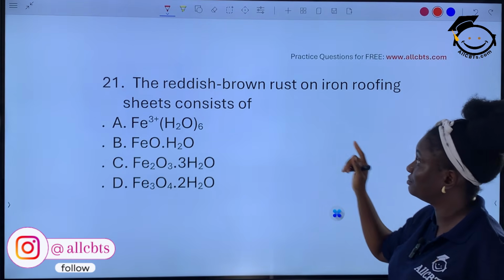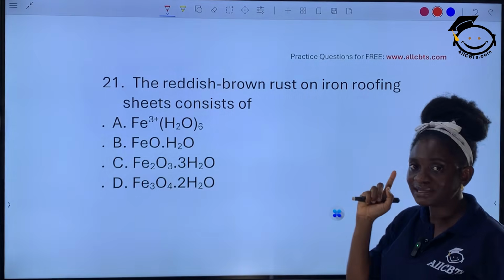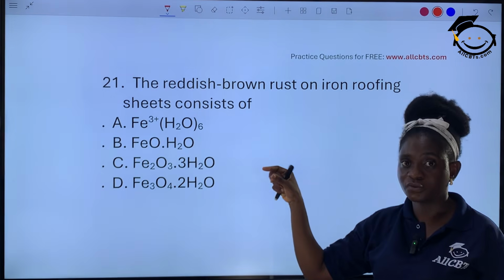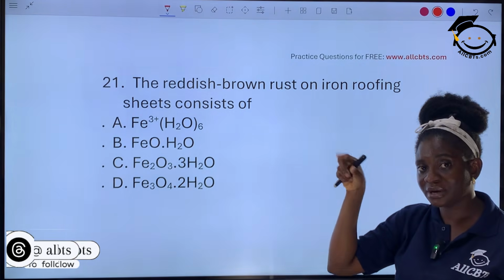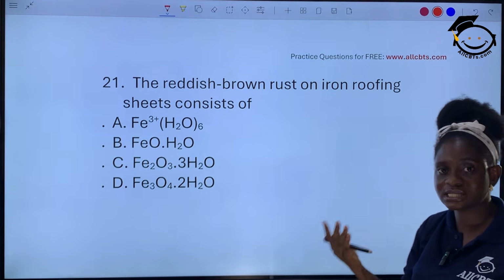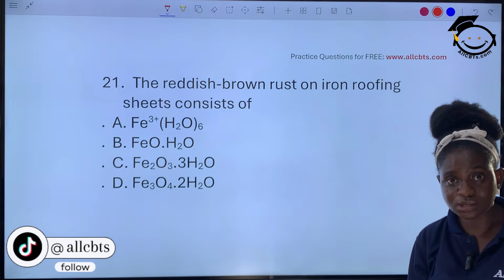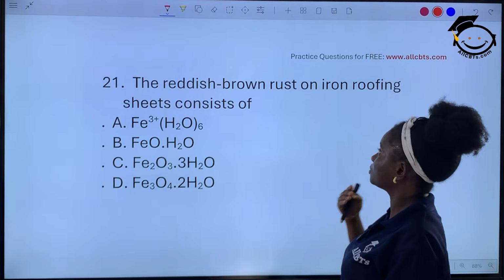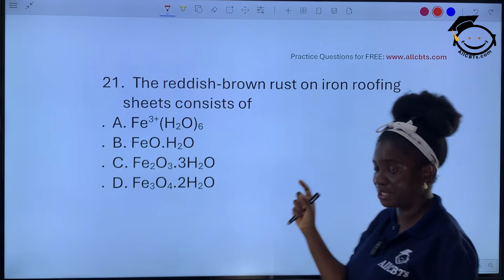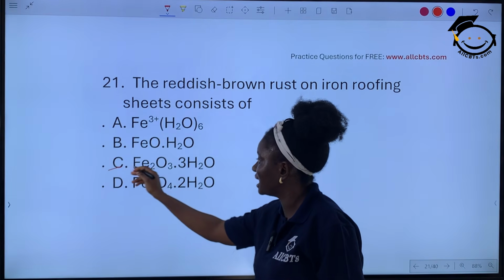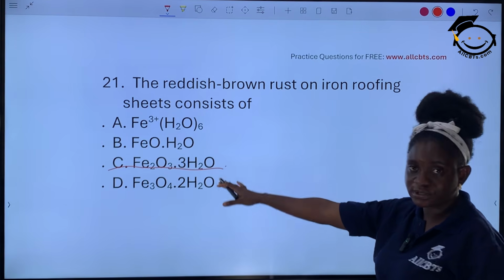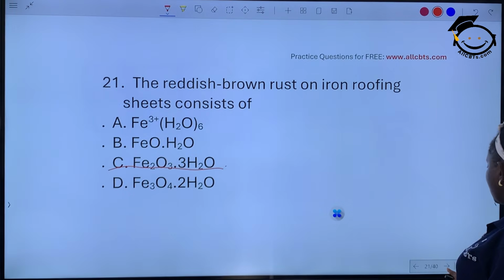That's question 21. The reddish brown rust on iron roofing sheet, that brown color on iron roofing sheet, occurs as a result of corrosion. So what is that reddish substance? That is iron(III) oxide, with 3 molecules of water. So this is the correct answer. Option C is the correct answer.